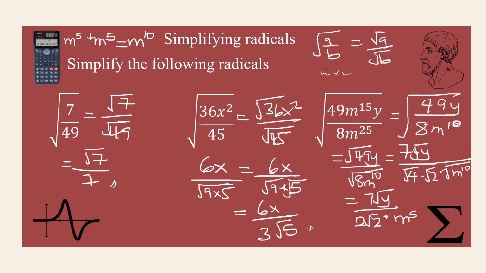Rewriting this, and I'm going to use a different pen so I can write it at the bottom here, I get 7 root y over 2m to the 5 square root of 2. And that is my answer. Again, I'm not going to rationalize this. I'm going to leave the square root in the bottom because we haven't talked about that yet.